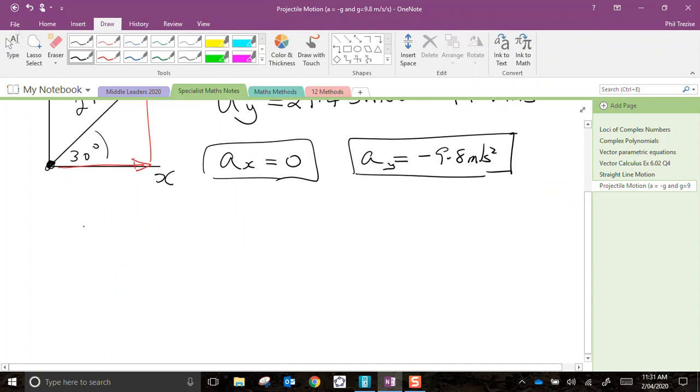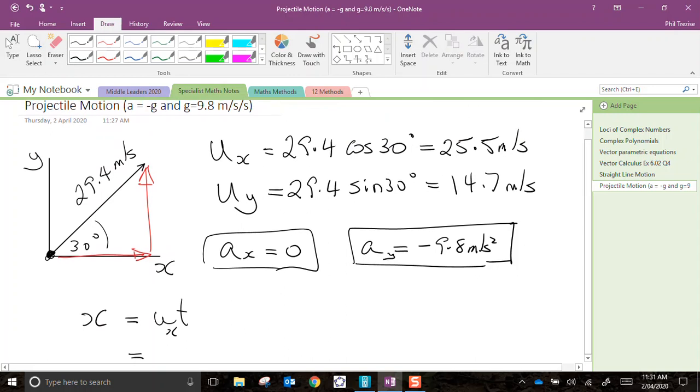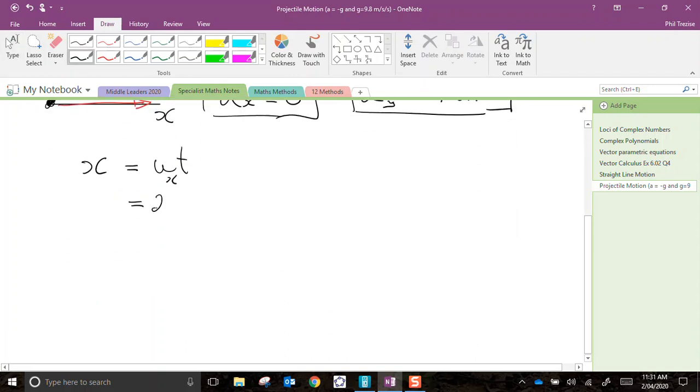So let's begin with writing the x coordinate. Now normally we would say something like ut plus 1/2 at squared. Of course, acceleration is 0 in the horizontal sense, and this would be ux, the horizontal component of the velocity. Now we made that to be 25.5 by t. Let's just call that equation 1. I'm sure we'll need to come back to that.